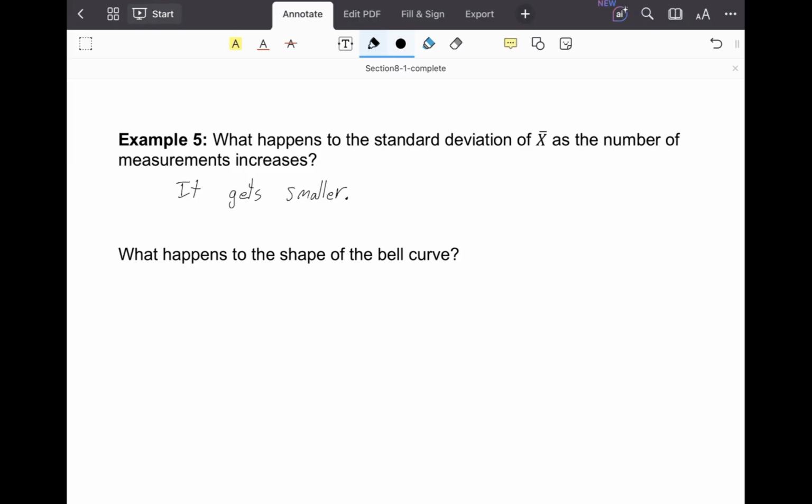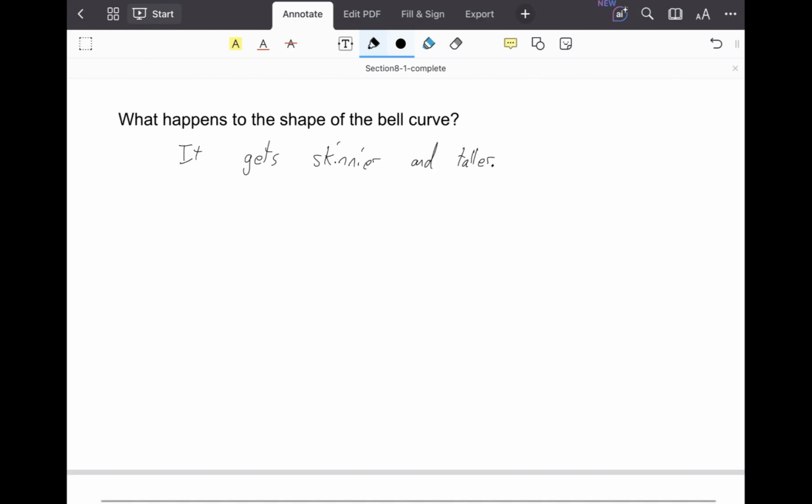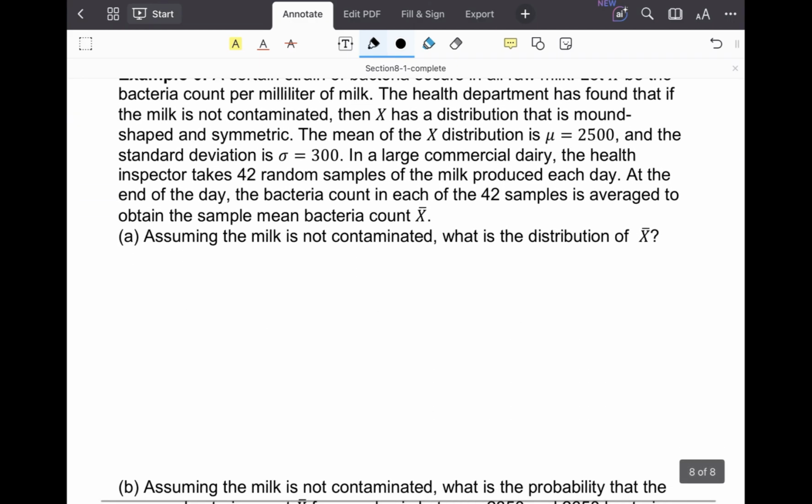What happens to the shape of the bell curve? It gets, let me just put skinnier and taller. Centered at the mean itself. Okay, that's a quick one.